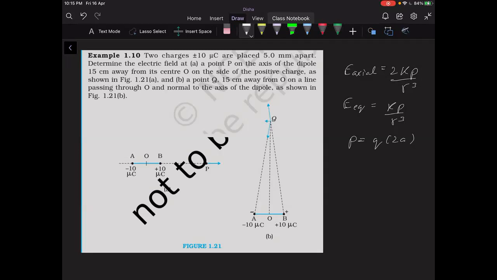All right, did you get the answer? Yes, sir. What's the answer? I got 2.5 into 10 power 5. Yeah, that's nearly correct. Correct. Okay, next one. B part.